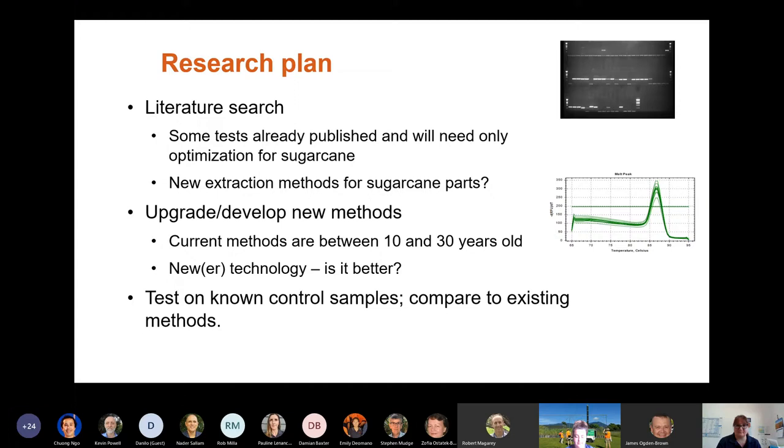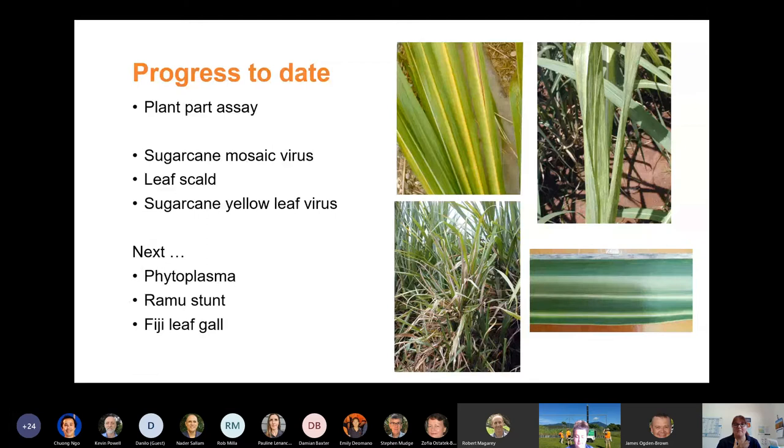So I'm going to talk about our plant part assay, which is looking at what part of the plant we want to extract from. Then I'm going to go through the three diseases that we've done, which are sugarcane mosaic virus, leaf scald, and sugarcane yellow leaf virus. These three, which you may have questions about, are the next three off the rank.